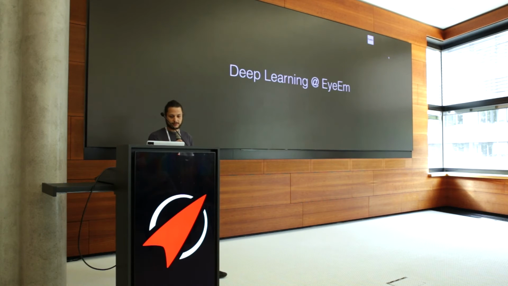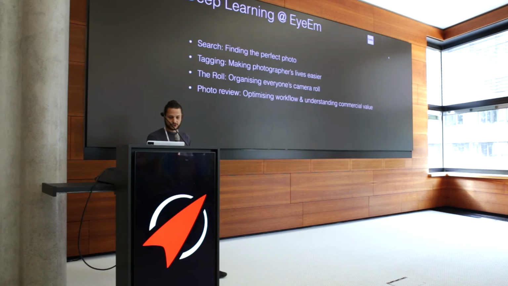So now I'm going to dig a bit deeper into which products we have built on top of deep learning at EyeEm, and how the whole architecture that we have built has evolved to allow us to solve these problems. So I'm going to talk about search, which was the first product that we built, finding the perfect photo. As a buyer, if you want to buy a photo, you want to find the perfect one. You don't want to have to scroll through all these photos to find the right one.